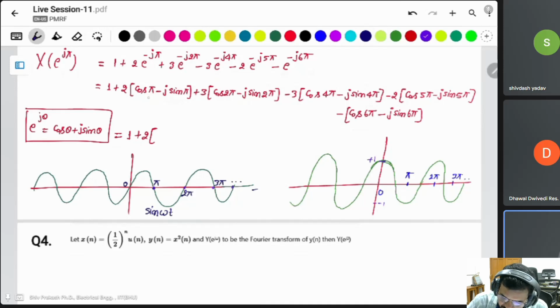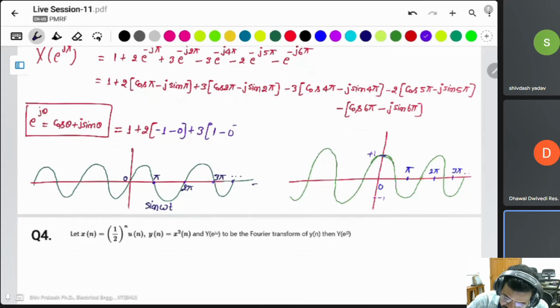This will be cos pi. Cos pi means odd pi, the value is minus 1. This will be minus 1, minus the sine term, which is 0. Plus 3 cos 2 pi. 2 pi will be 1, minus 0, sine value 0. Minus 3 cos 4 pi. 4 pi is even, so also 1. Minus the sine term is 0. Minus 2 cos 5 pi. Negative term, minus 1. Sine term 0. Minus 6 pi, 6 pi is even, it will be 1. Sine term will be 0.